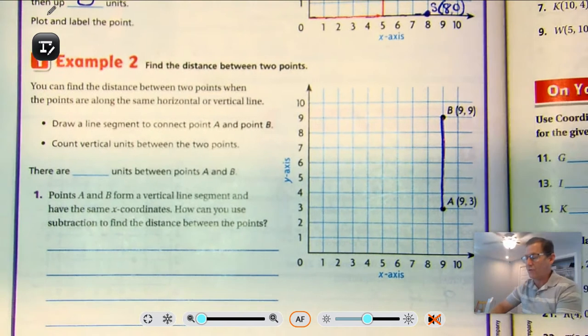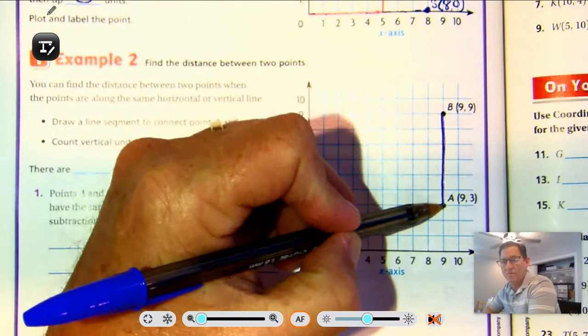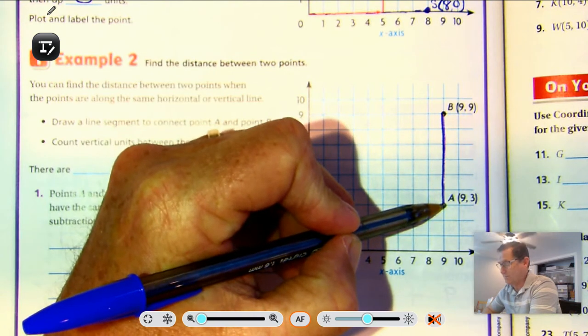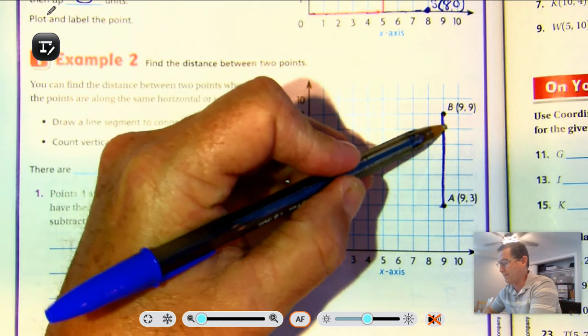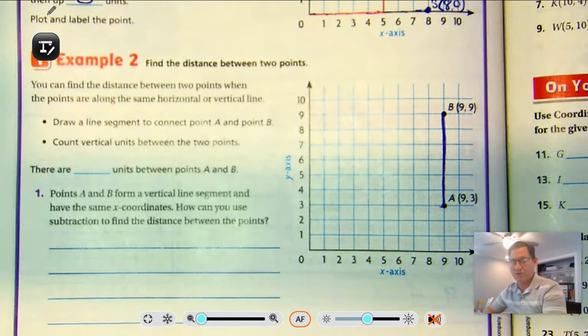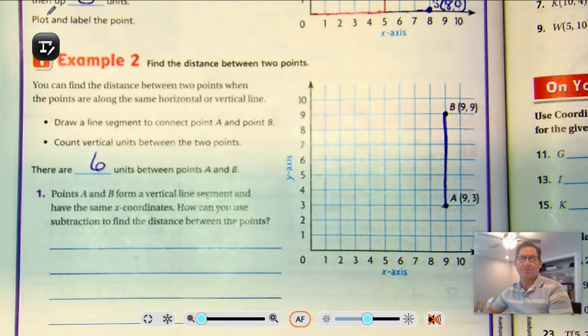Count the vertical units between the 2 points. Well, all right, so we're here. That doesn't count as 1. That's our starting point. So 1, 2, 3, 4, 5, 6. It would take me 6 units to get from A to B.